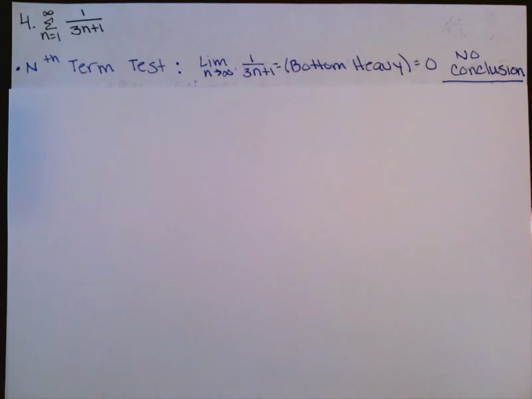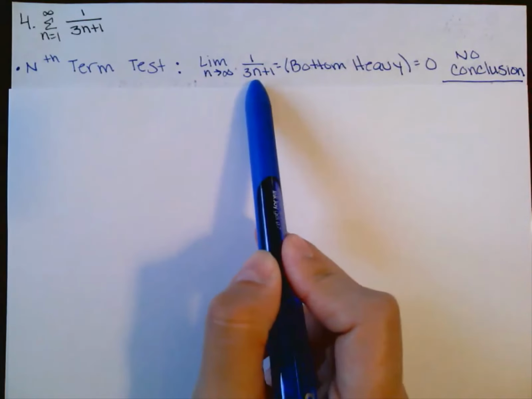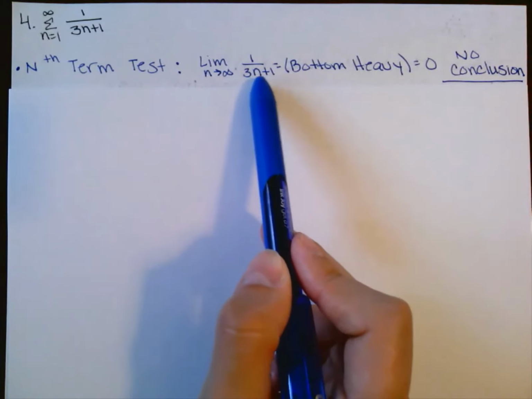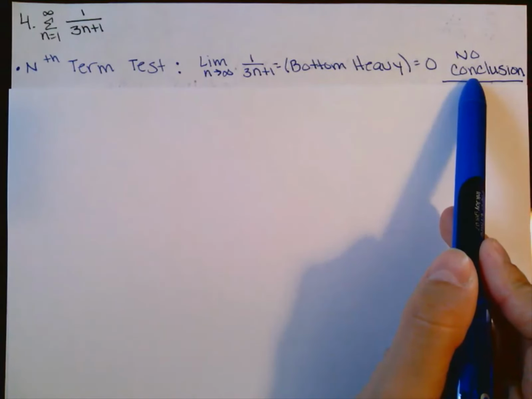Looking at number 4, my function is 1 over 3n plus 1. This is a really easy one to do the nth term test real quick. And at some point, hopefully, you'll get to the point where you're doing that part in your head. Okay? So if I do the limit to infinity, this is bottom heavy, 1 over 3 times infinity plus 1, and bottom heavy equals 0, therefore I have no conclusion, okay?